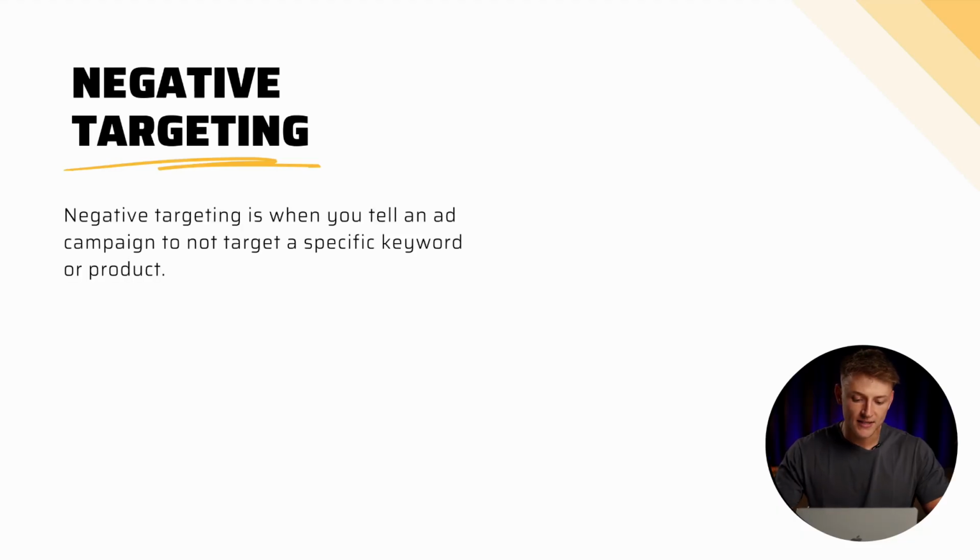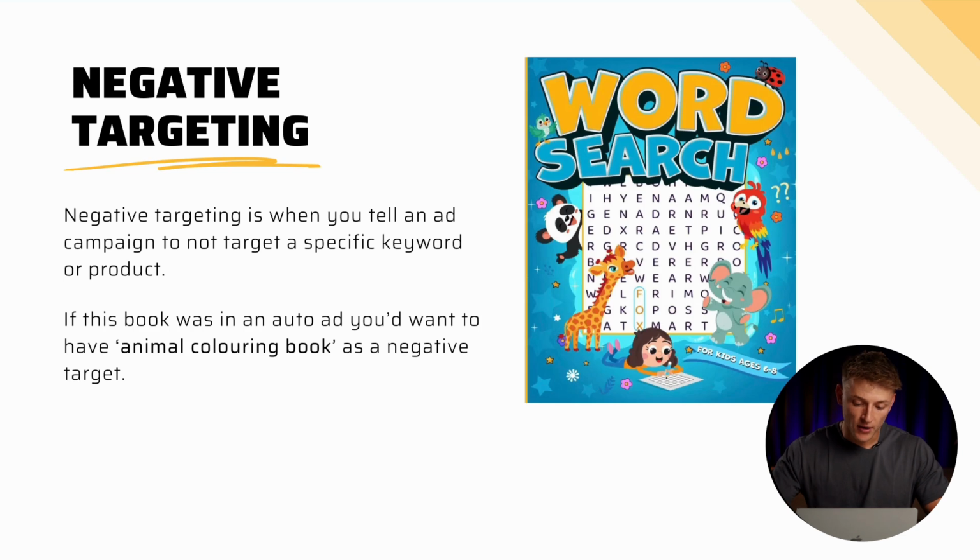Now, negative targeting, essentially for those of you that don't know, is when you tell an ad campaign to not target a specific keyword or a specific product. So if this was your book in an auto ad, you're going to want to negatively target something like animal coloring book, because anyone who searches for animal coloring book specifically isn't going to be interested in a word search. They don't want a word search, they want an animal coloring book. And this essentially just prevents you from spending any money on keywords that aren't going to convert into a sale.